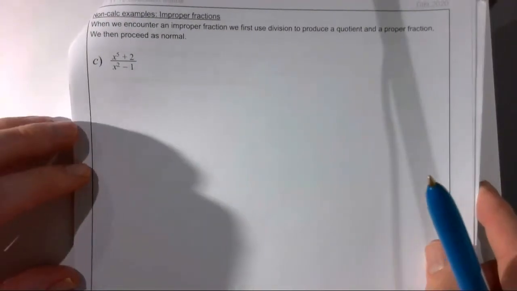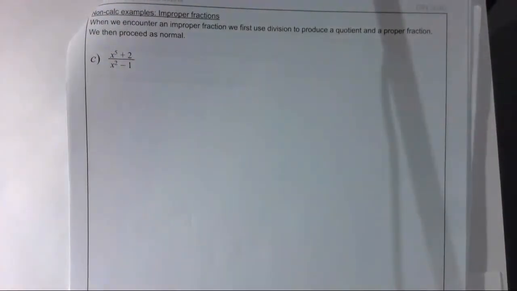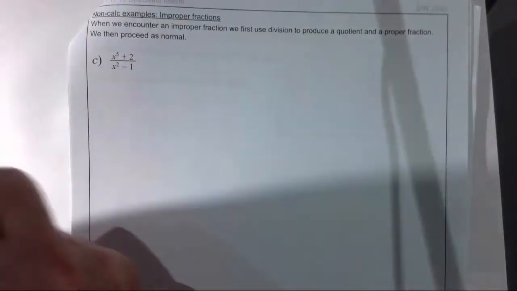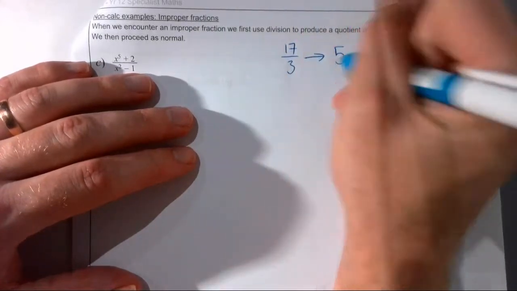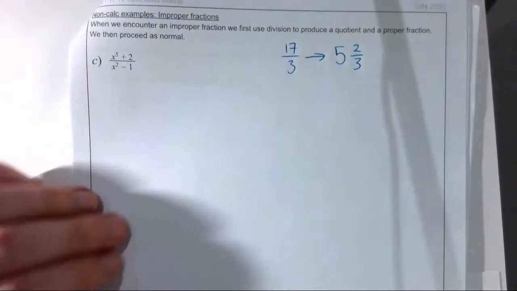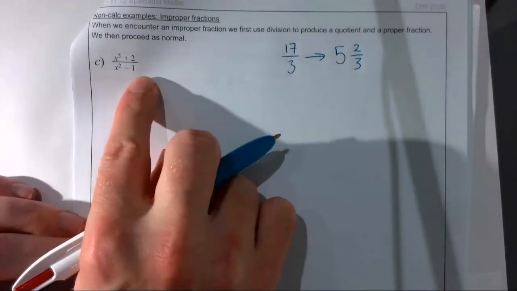So then the very last thing for today, when we encounter an improper fraction, it won't go straight into partial fractions. What you first need to do is, just like you would if you had an improper numeric fraction, like 17 over 3, you would write that as a whole number and then a fraction. We need to do exactly the same thing, but to do it for our algebraic fractions.